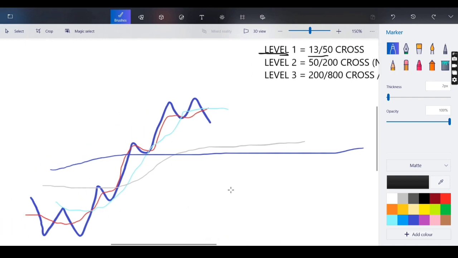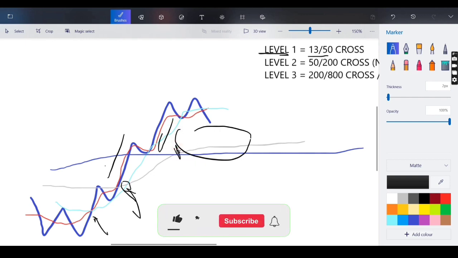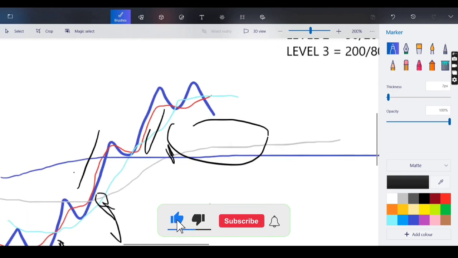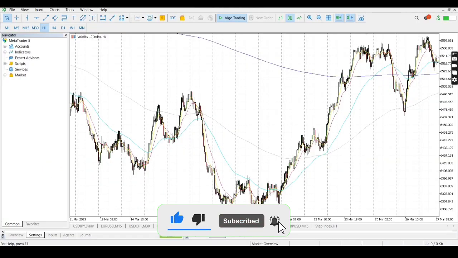On this ideal chart, you can see that we had our 13/50 cross here, which denoted our level 1, and it locked with this peak. Then we had our level 2 with the 50/200 cross here. Then we had these EMAs fanning out to mark our level 3, as well as the 200/800 cross. So right now let me shift to the charts and show you something crazy.